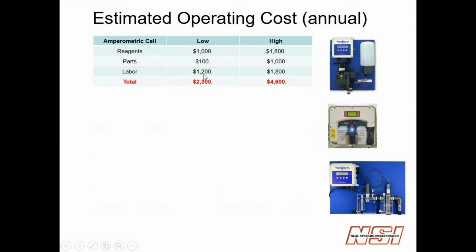Labor, I'm reflecting that in the labor here also. That analyzer does require attention more than the others. About $1,200 on the low side, $1,800 on the high side. So total operating costs annually about $2,300 to $4,600, depending on your particular application. The higher the chlorine residual that you're reading, the more reagent you're going to need for measuring total chlorine.